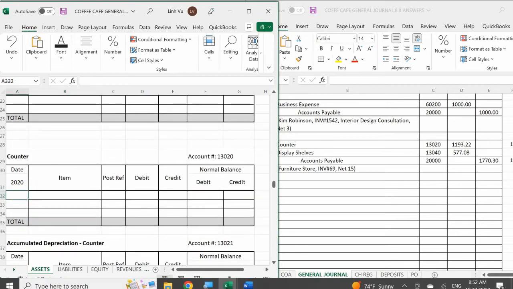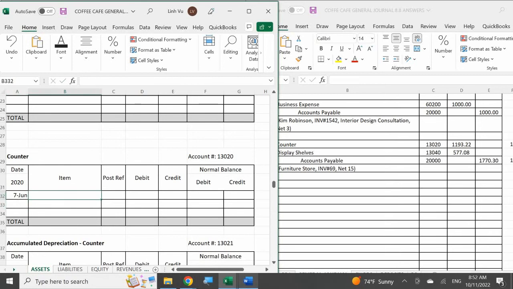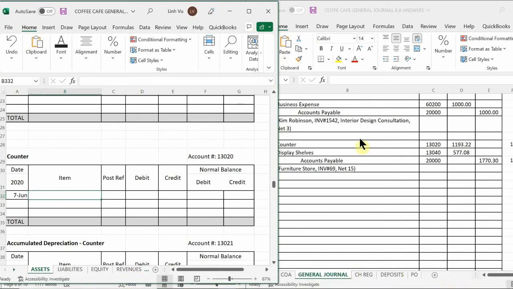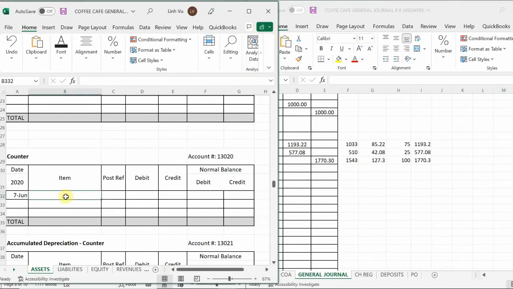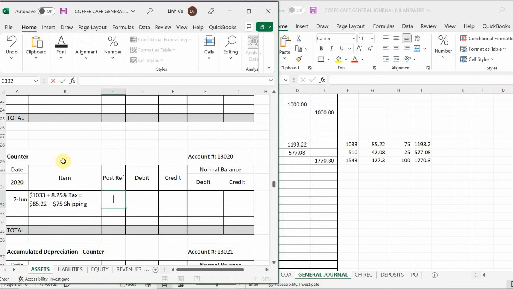Okay, here's my counter. On the 7th, you can choose to enter in all the details. In this case, I'm going to refer to my journal, because I mapped out all of my amounts here. My counter was $1,033 plus 8.25% tax, which was a total of $85.22, plus $75 of shipping.